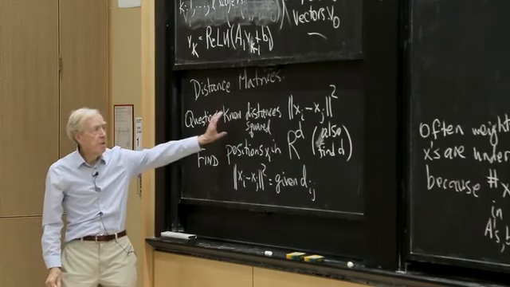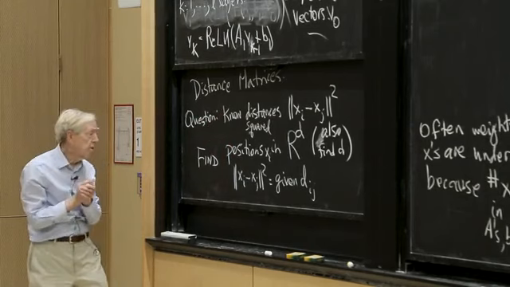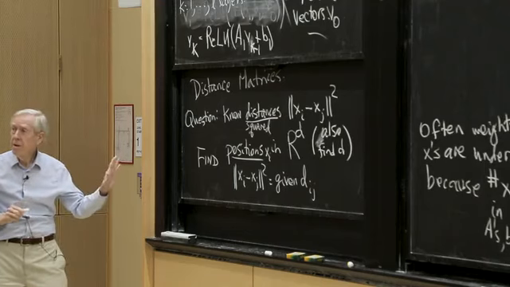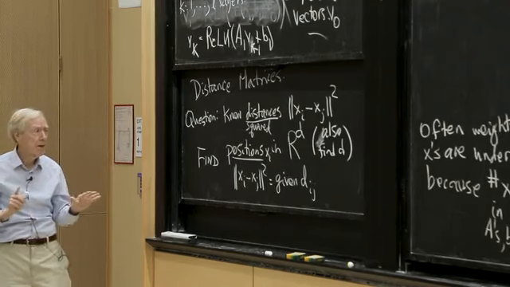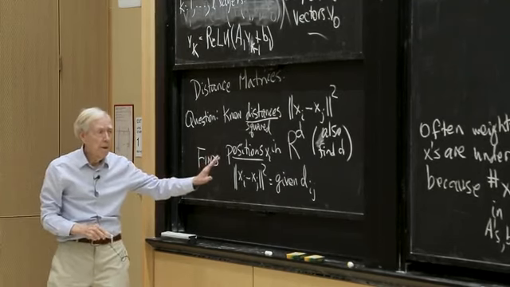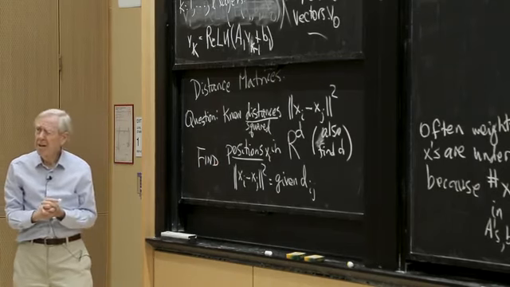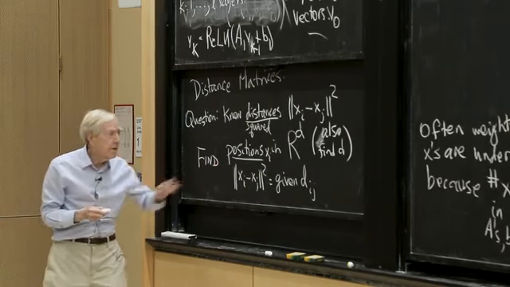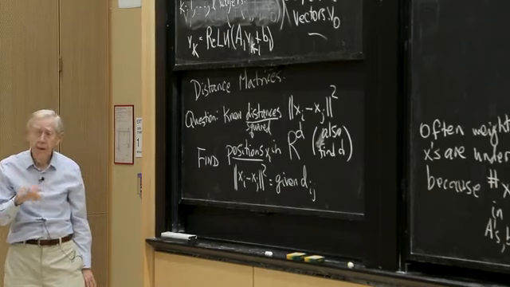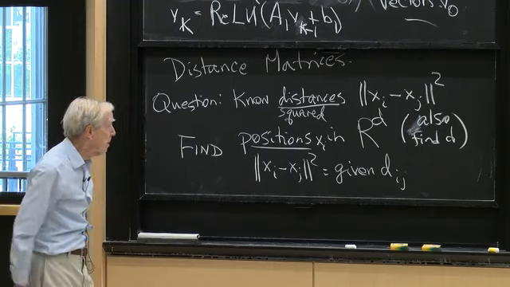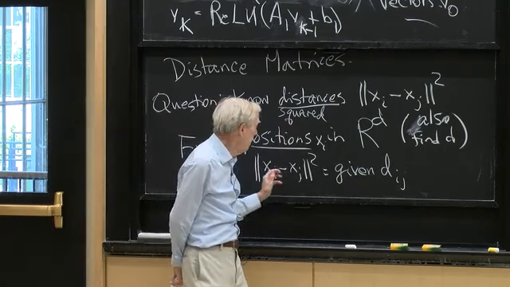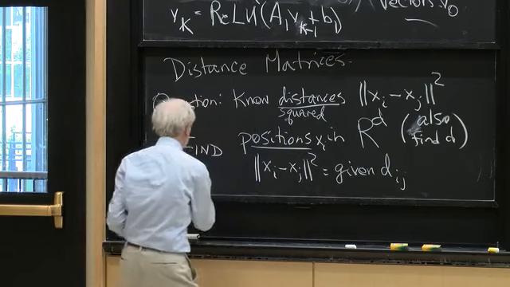So we're given distances between them, and we want to find their positions. So we know distances, and we want to find positions. That's the question, and it's just a neat math question that is solved, and you'll see a complete solution, and it has lots of applications. And it's just a nice question. So it occupies a section of the book, but that section is only 2 pages long because it's just a straightforward solution to that question. Given the distances, find the positions. Given the distances, find the x's.